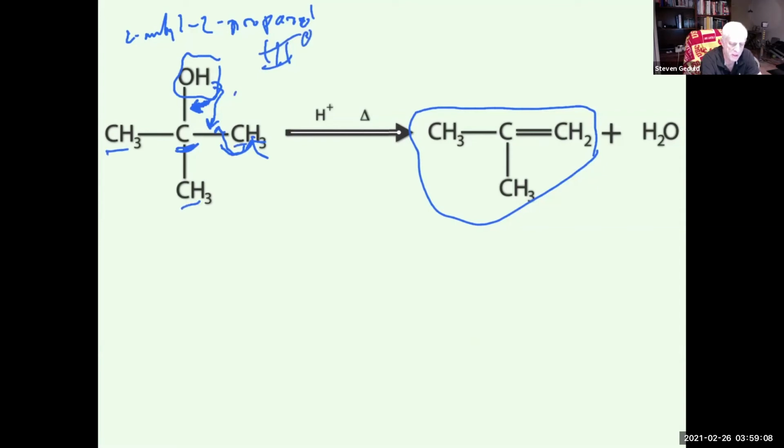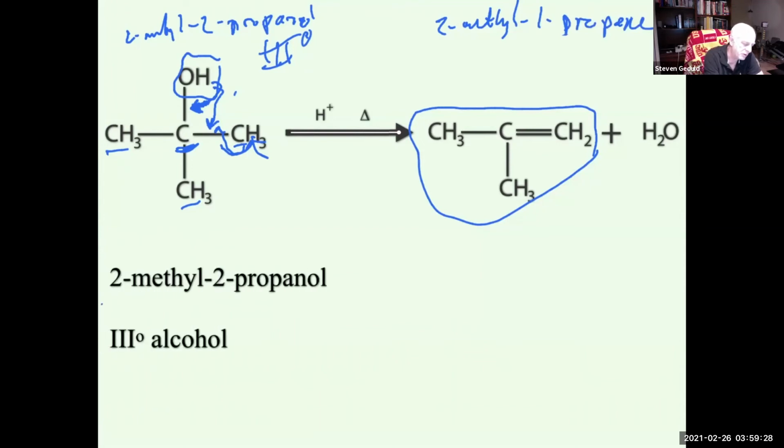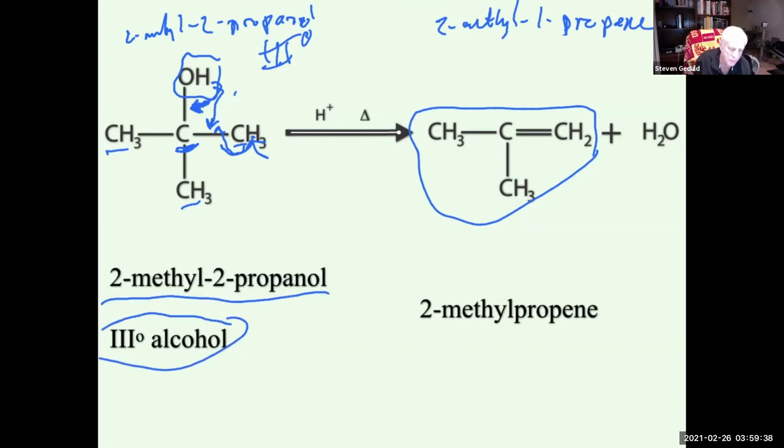Our product again is 3 carbons with a double bond and a methyl group attached. So 2 methyl, and then 3 carbons is prop, and ene is a double bond, propene. So the alcohol's name was 2-methyl-2-propanol, and it is a tertiary alcohol, like we said. The product is 2-methylpropene or 2-methyl-1-propene. With a double bond, it can only be in the one position.